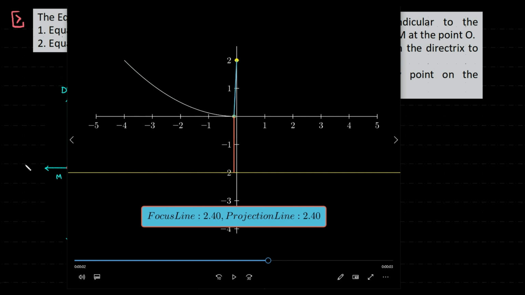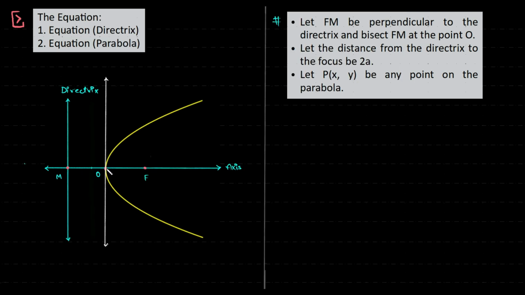right? So by default, the definition itself tells that they have to be equal. This is a point on the parabola. So the distance to the focus and to the directrix have to be equal. This is the perpendicular. So they have to be equal. And this entire length, I'm taking it as 2a. So basically, this length is a and this length is a.